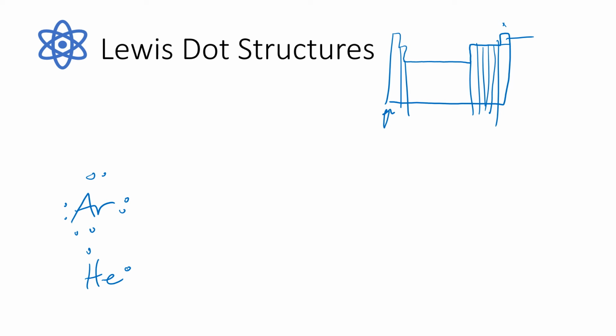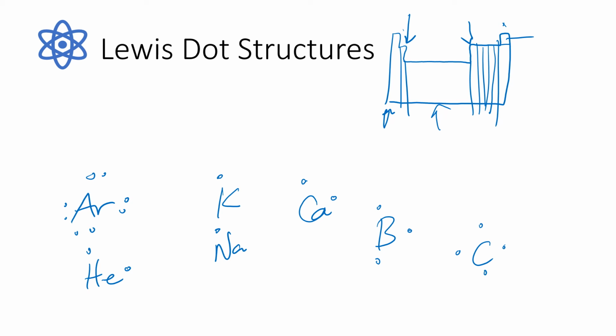Alkali metals, so like sodium, potassium, etc. So K would be 1. Sodium is 1. Alkaline earth metals, so right next to it, that would be something like calcium, 1, 2. Here, the transition metals, that just depends on what the charges or the oxidation numbers are. So boron, this one right here, would be 1, 2, 3. Carbon is 1, 2, 3, 4. Nitrogen, which is here, would be 1, 2, 3, 4, 5.